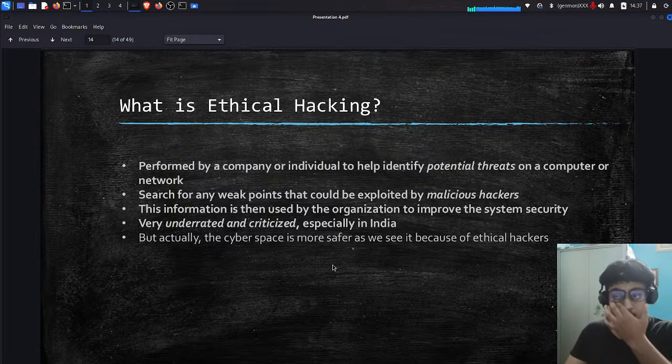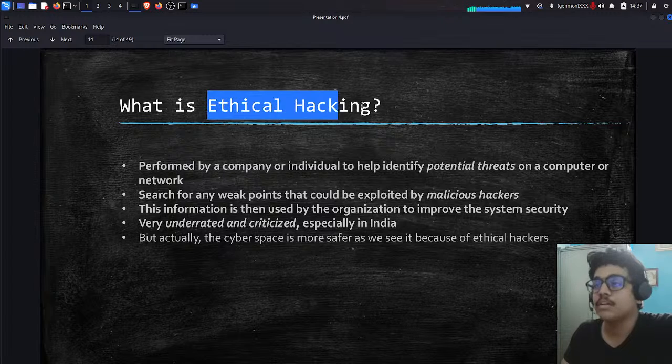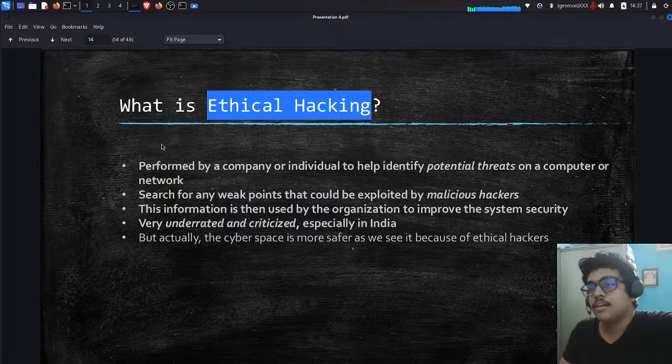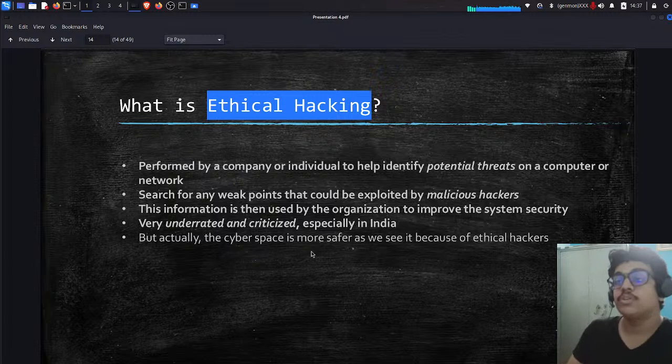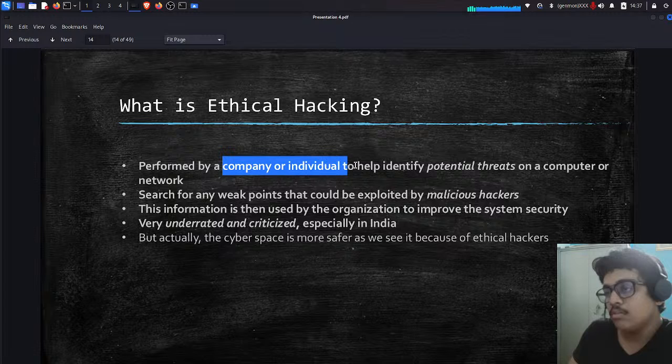So let's just discuss a very important topic, ethical hacking, and that is what I am. I am an ethical hacker. I'm a good hacker. So firstly, we should discuss what ethical hacking or white hat hacking is. It is performed by a company or individual to help identify potential threats on a computer or network.